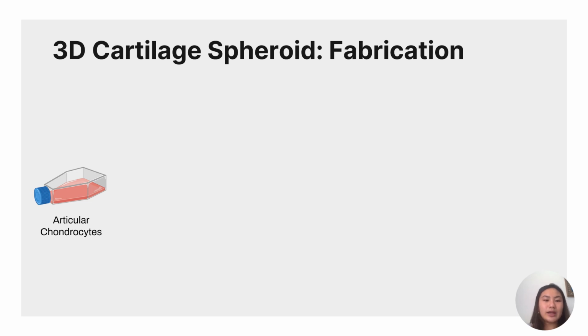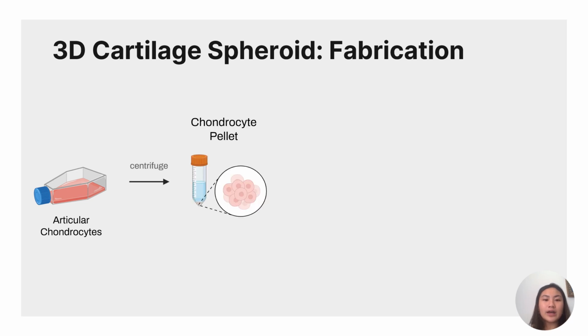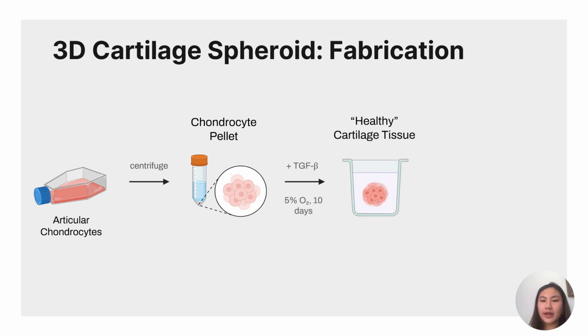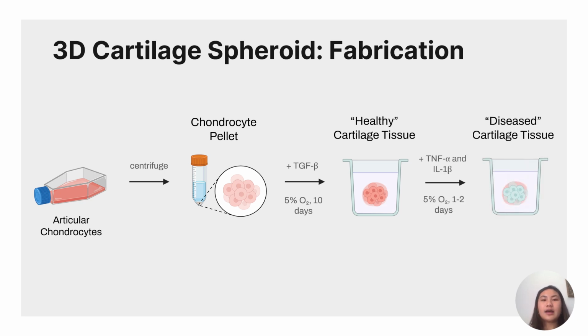So we utilize 3D cartilage spheroids in our lab to help better research and understand this disease's progression and its mechanisms. So we begin with articular chondrocytes that are cultured until confluency, and they are then spun down and centrifuged to form a chondrocyte spheroid or a pellet. They are then introduced to TNF-β to form healthy cartilage tissue, and to simulate the progression of PTOA, we then introduce these pellets to pro-inflammatory cytokines, TNF-α and interleukin-1β.